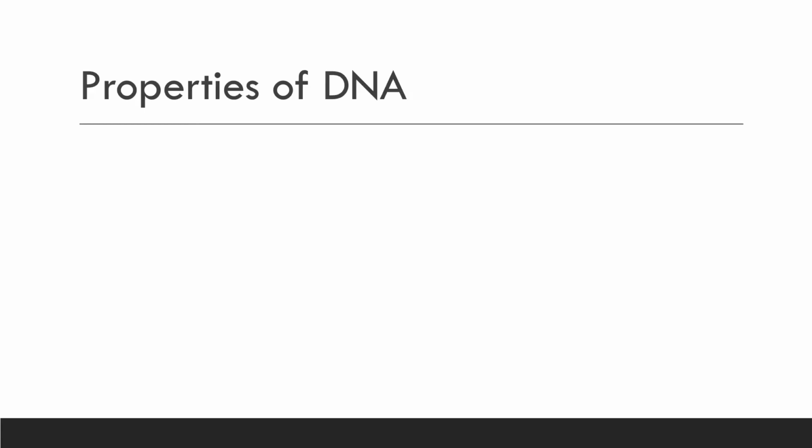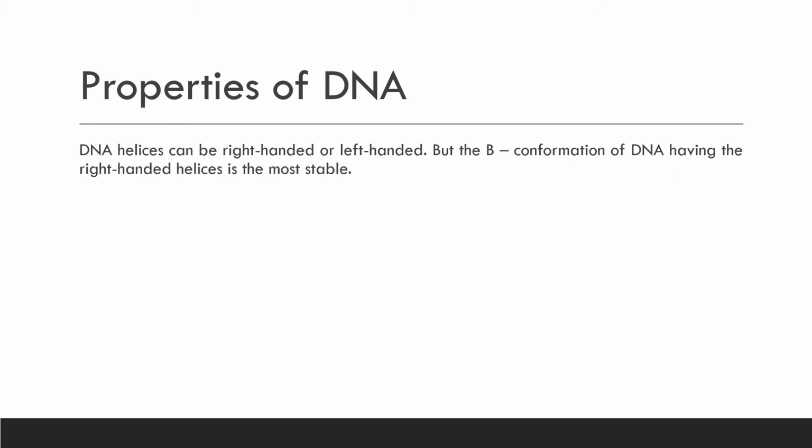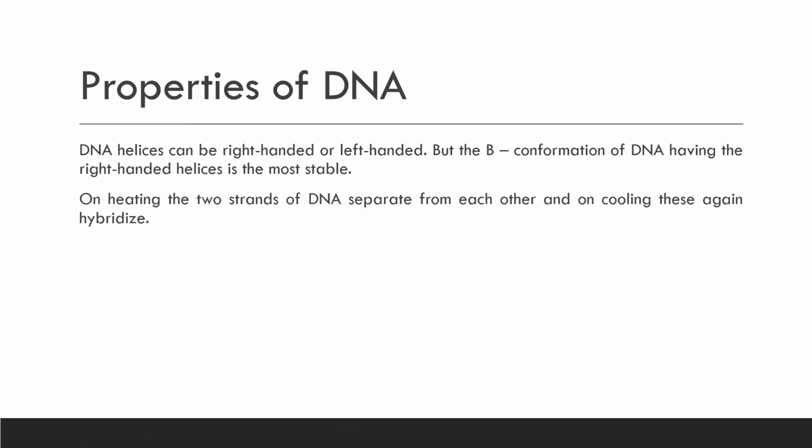Then we have properties of DNA. A DNA helix can be right-handed or left-handed, but the B configuration of DNA, having the right-handed helix, is the most stable. On heating, the two strands of DNA separate from each other, and on cooling they hybridize again.